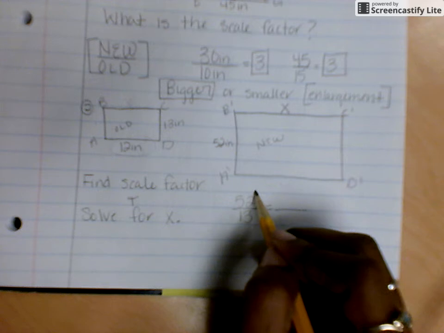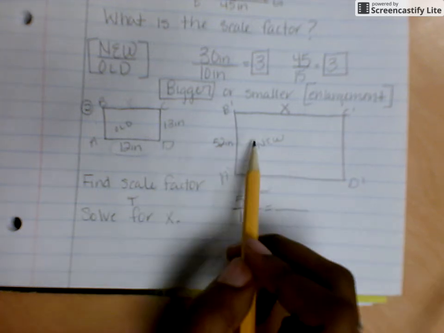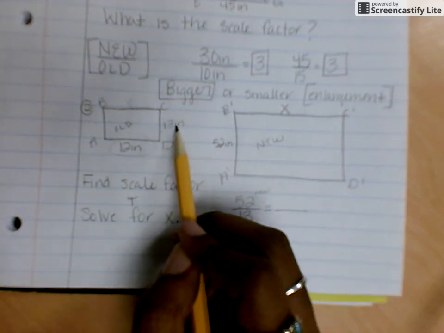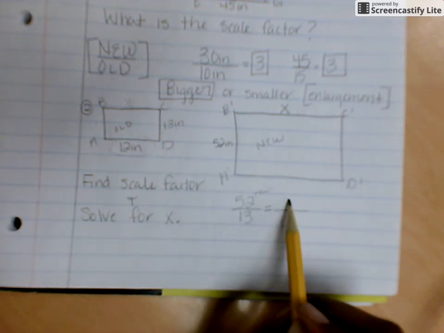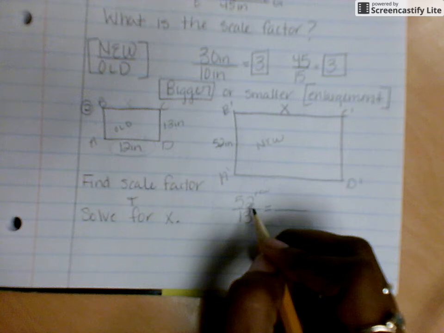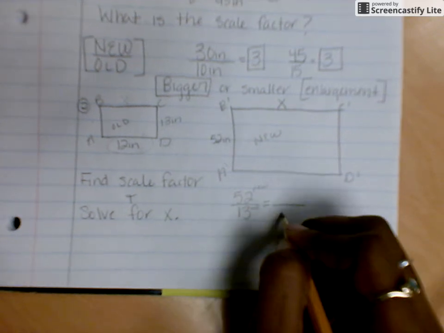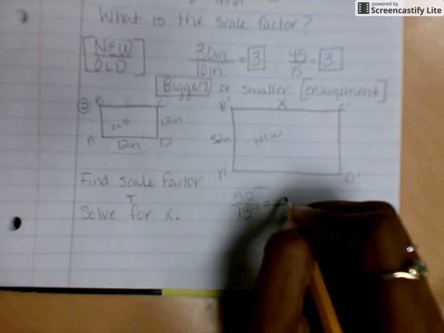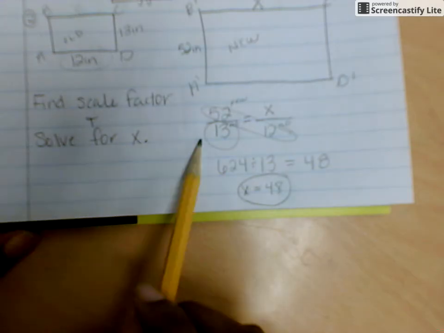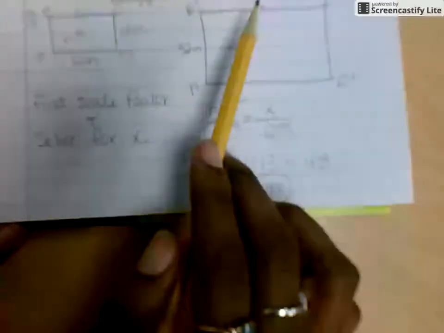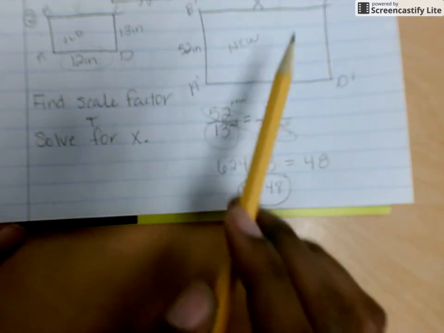Now, this was the new one, right? I can actually use a proportion to solve. So I have 52 and 13 over 12. Where would 12 go in this one? Would it go in the new or the old? Hopefully you said old. Now let's solve for X to figure out what that is. So X equals 48. So this and this side will both be 48.